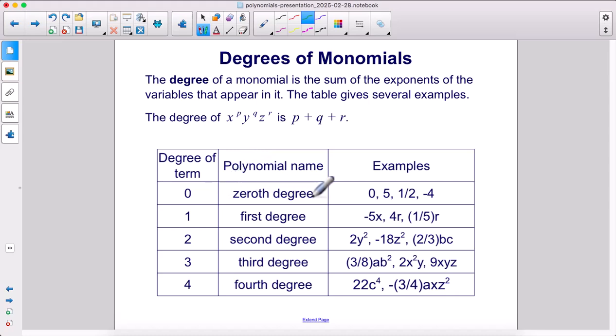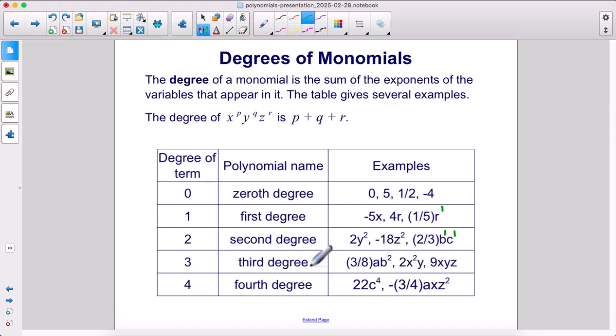So, for example, a polynomial of the 0th degree would be just a constant. Of the first degree, we would have -5x, or 4r, or 1/5 r. Any variable whose exponent is 1. The second degree, 2y squared, or -18z squared, or 2/3 bc. This counts because each of these has an exponent of 1, and you add them together. So that's how you get 2.